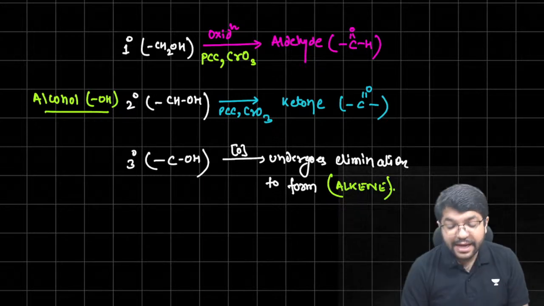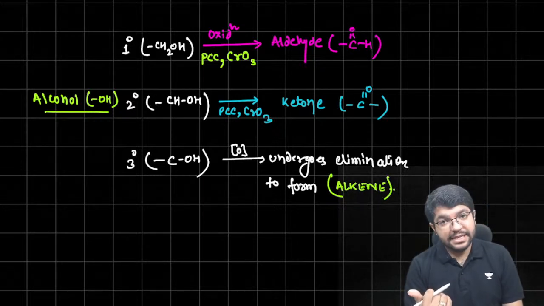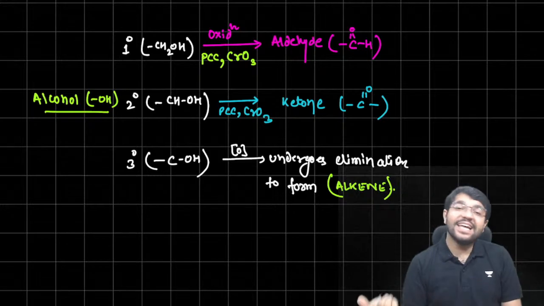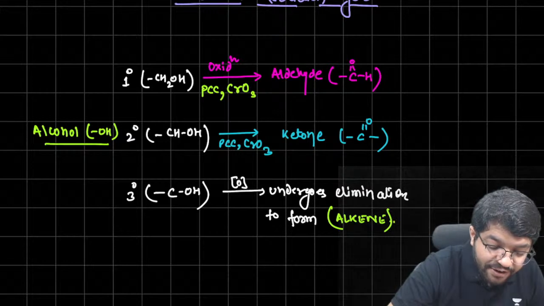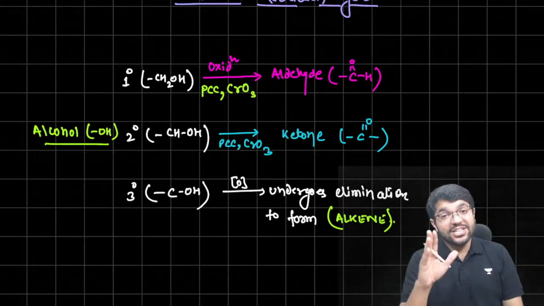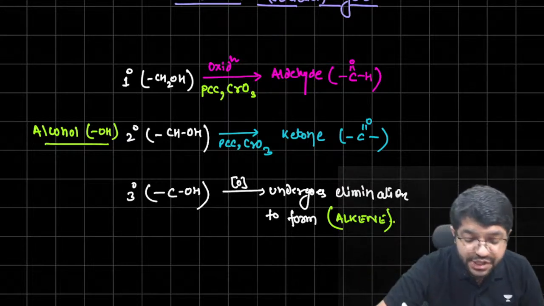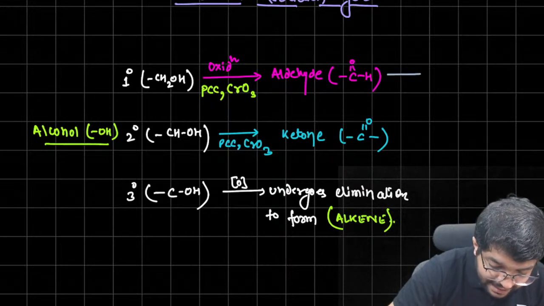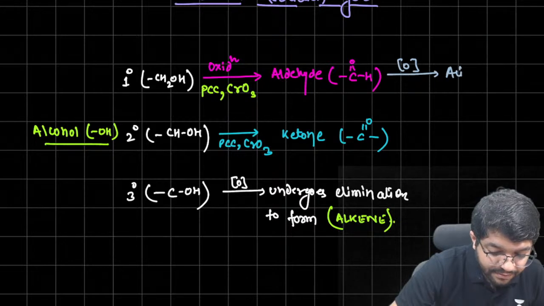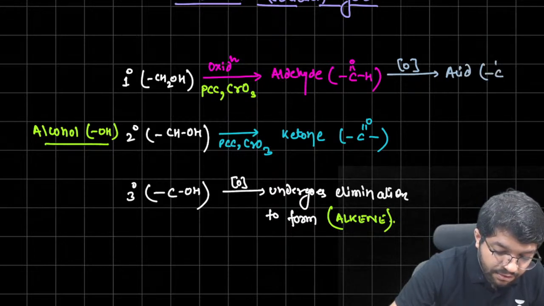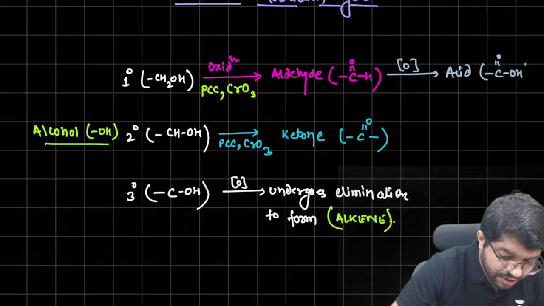Okay, anyways, aldehydes, ketones, and carboxylic acids. Sorry, aldehydes, ketones, and elimination, which is alkene. Right. Now, if I oxidize aldehyde, which is going to be my next chapter question, I get the carboxylic acid, which is going to be COOH.